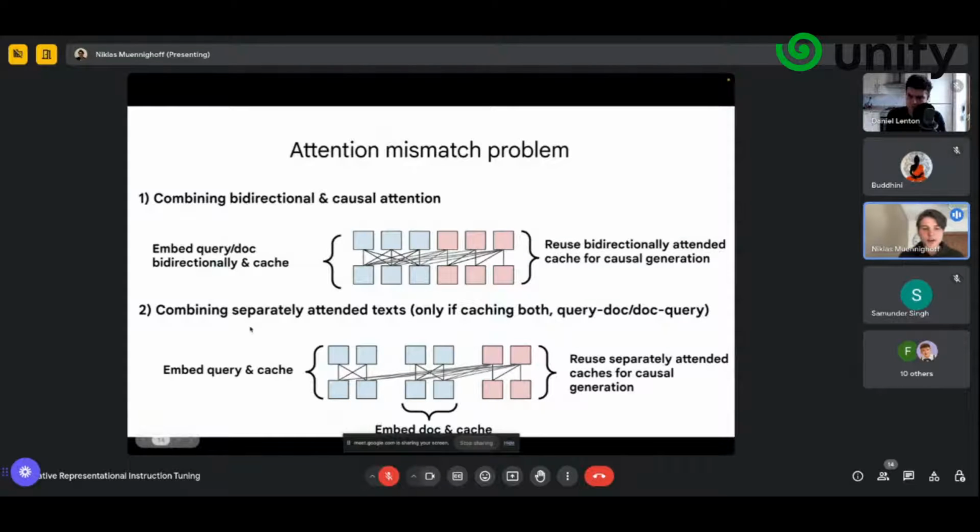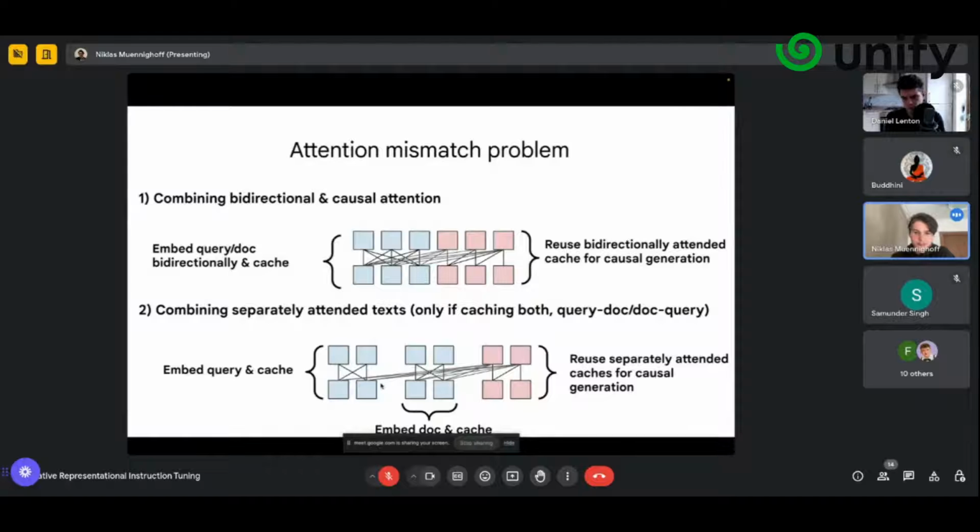And then the second problem at the bottom only applies if we cache both the query and the document. Then the problem is that we're combining separately attended texts. So what this means is if we cache both, then we first embed the query and cache it. And then, in the slide that we saw previously, we get the cache from the index. So the document has been embedded and we get the cache from there. And of course, this document has been embedded without any awareness of the query. It doesn't know what the query is going to be because we embedded it previously to construct the index. And so when we do inference and we concatenate these two caches, then they haven't attended to each other.